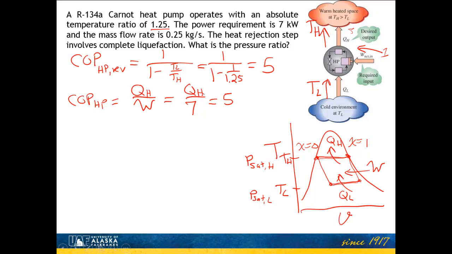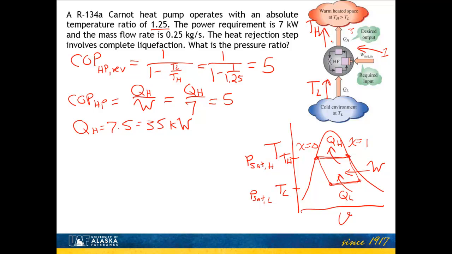So therefore, I can quickly go ahead and find out what QH is, and QH is going to be equal to 7 times 5, or 35 kilowatts. And that's kind of what we were just mentioning. We're leveraging every 7 kilowatts we're putting in, multiplying it by 5, and getting about 35 kilowatts of heat. And that's why heat pumps can be pretty efficient devices.